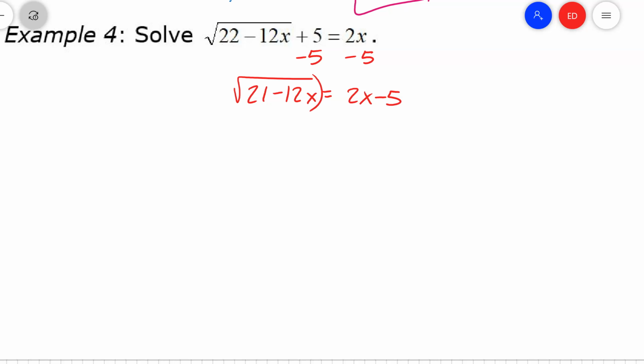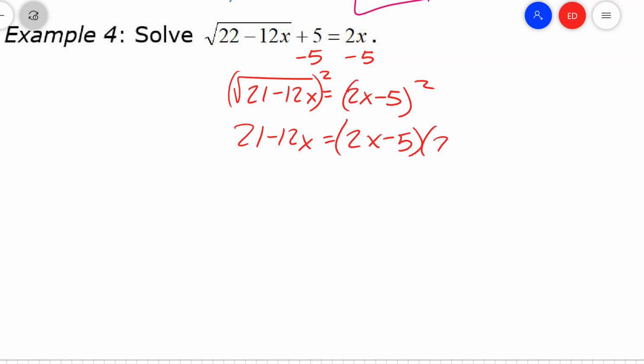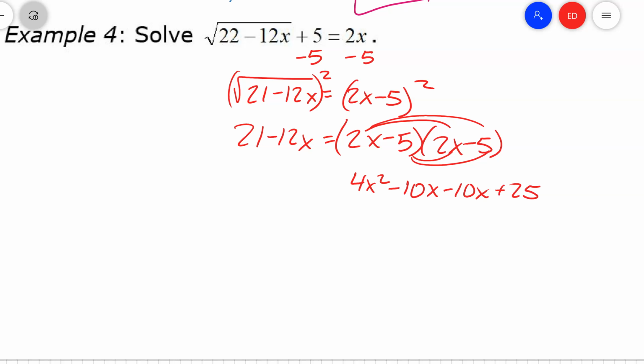The radical's isolated. We can go ahead and square both sides. And we're left with 21 minus 12x equals 2x... I'm sorry, not squared. I want to jump to the next step. Halfway. Okay? Because it's squared, you need to break it apart and FOIL it out, or do the box method, whatever you see fit. Here we go. We're going to end up with 4x squared minus 10x plus 25.